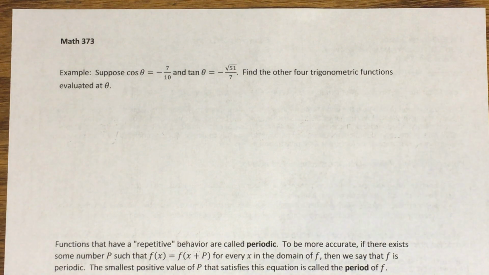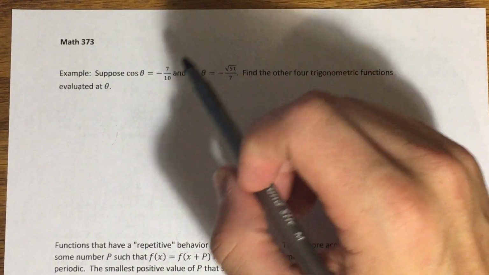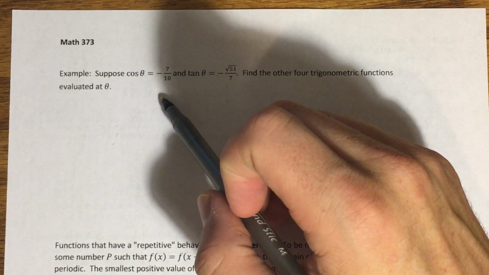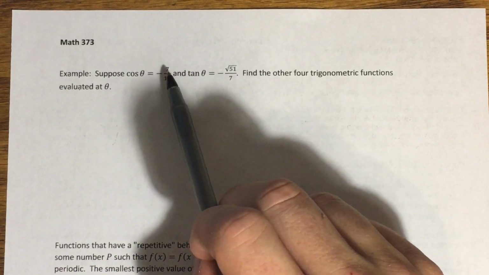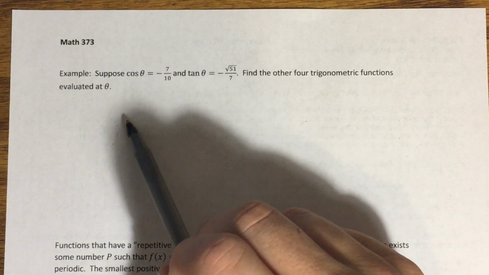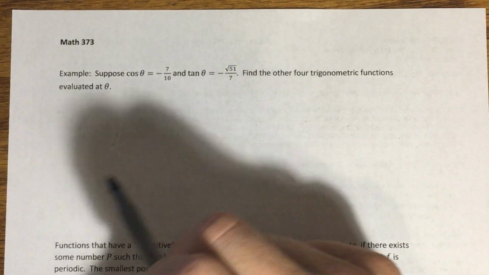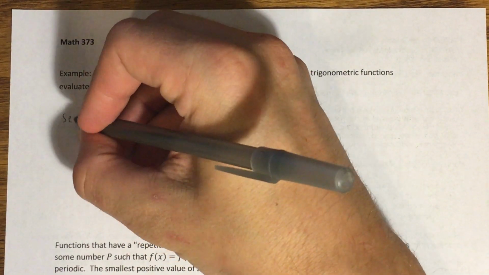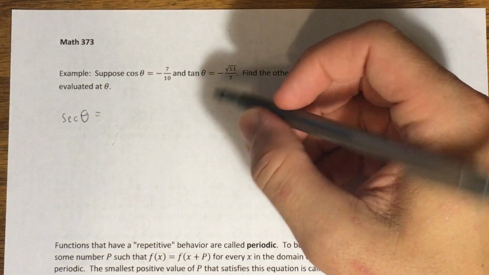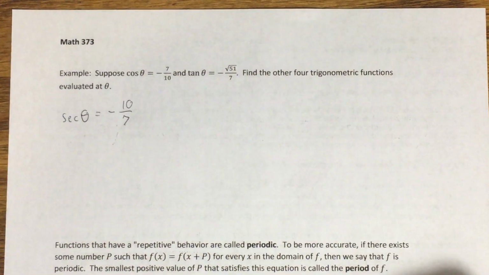So what I'm going to do here is first try and find the easy trig functions to find. So cosine of theta and tangent of theta, we know those. That would actually imply that secant of theta and cotangent of theta are very easy to find, because all I need to do is take reciprocals of each one of these. So secant of theta should be the reciprocal of cosine of theta, which would be negative 10/7. Nothing really to do there except flip the fraction over.